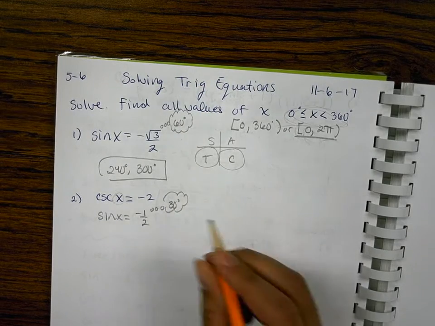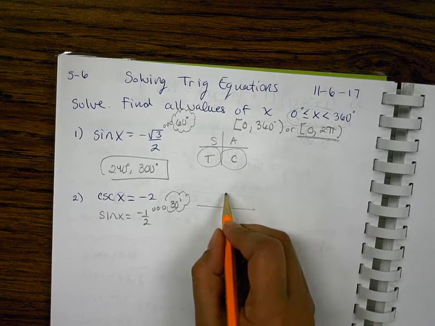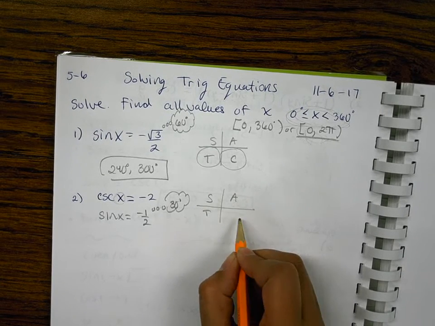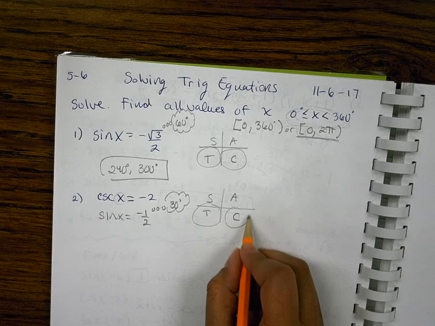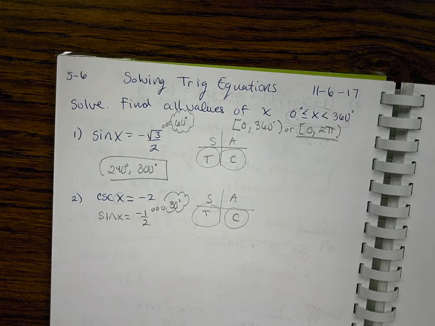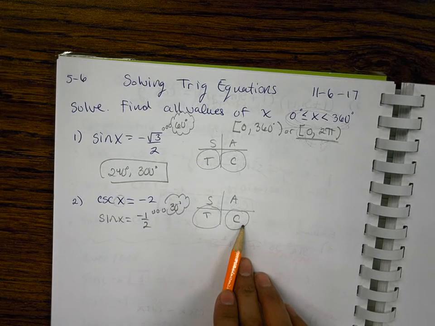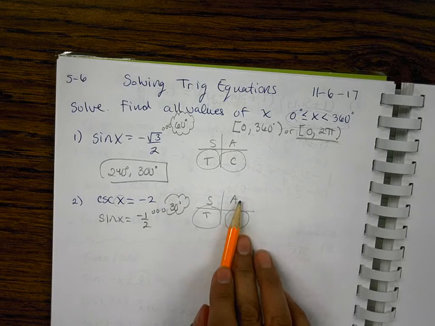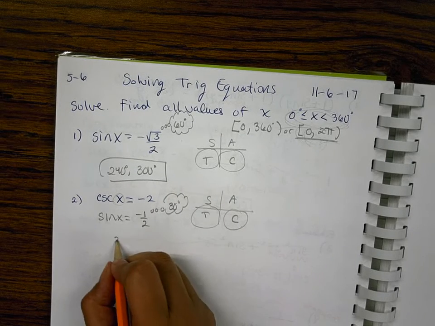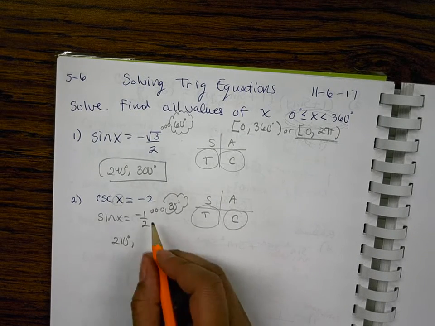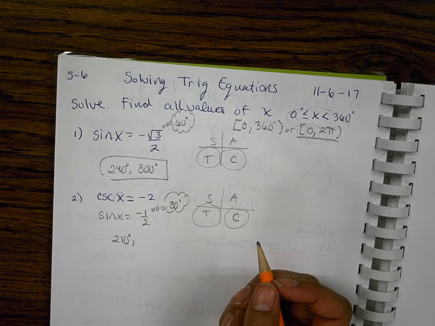And again, we're dealing with all four quadrants. And since it's negative, you're looking for 30 degrees in quadrant 3 and quadrant 4. So I'm hoping you came up with 210 and 330.